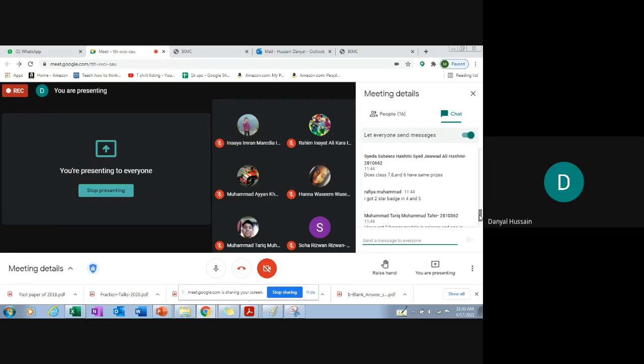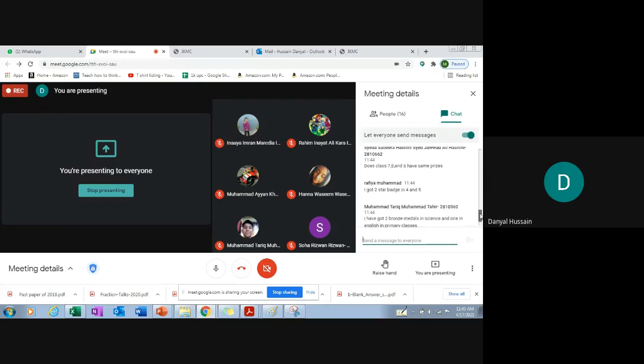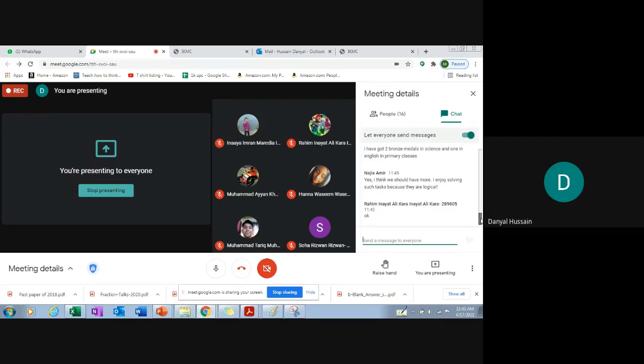Previously we didn't know about the negative marking, but now we are aware of negative marking and we are doing a lot of practice. So we have to make a goal that we have to achieve gold medal. Okay, very good, Najia.